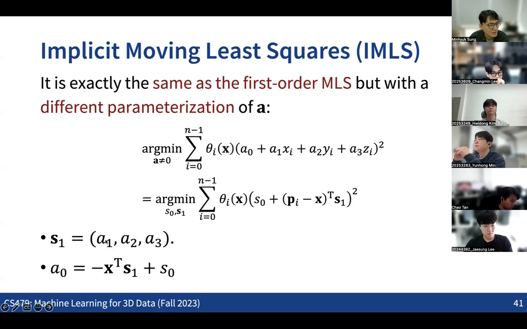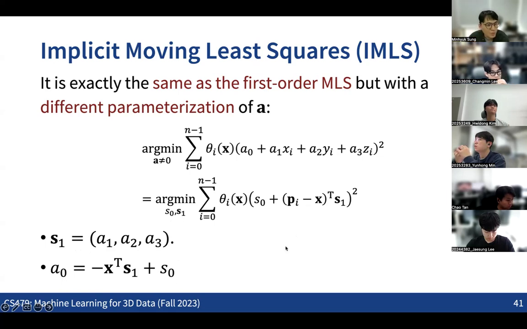Actually, the S1 is not quite a normal vector, it is the gradient of the function at the query point. And then we have the S0, which has this relationship with the A0 here, right? The same formulation as the moving least squares. So the thing is that now we want to solve this optimization with respect to both S0 and S1. Make sense?